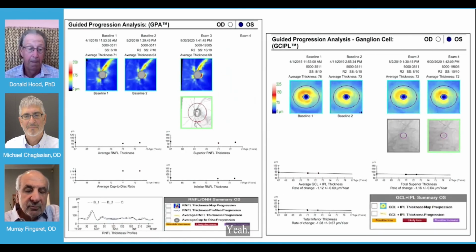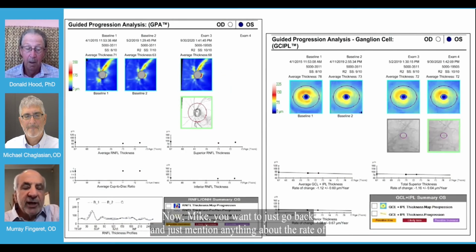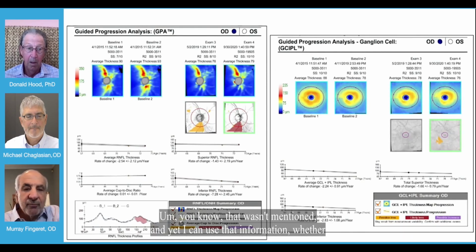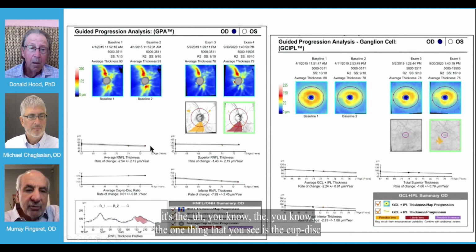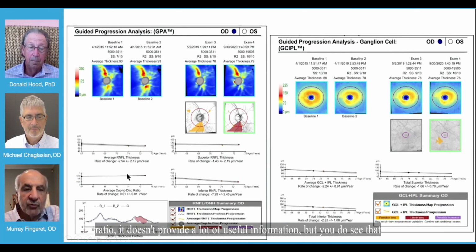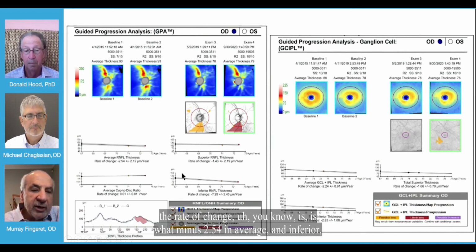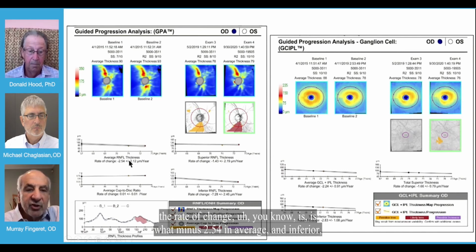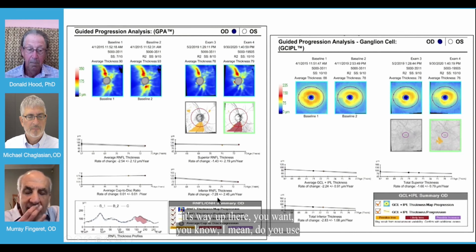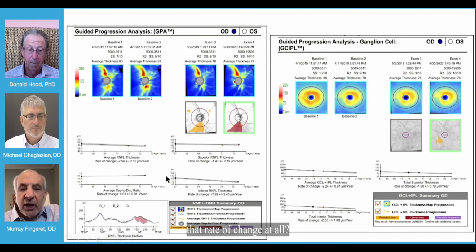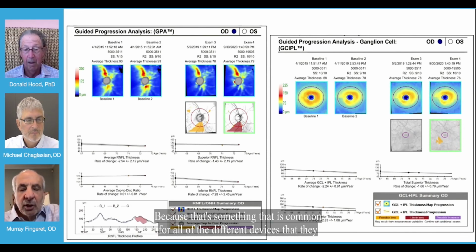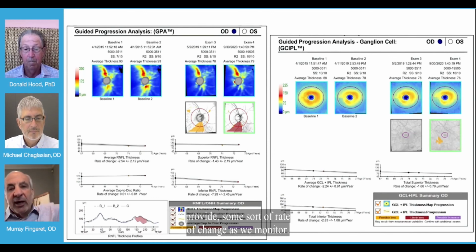Absolutely. Now, Mike, you want to just go back and mention anything about the rate of change that you're seeing? That wasn't mentioned, and yet I use that information. One thing that you see is the cup disc ratio. It doesn't provide a lot of useful information, but you do see that the rate of change is minus 2.54 on average, and in inferior, it's way up there. Do you use that rate of change at all? Because that's something common to all of the different devices, that they provide some sort of rate of change as we monitor.